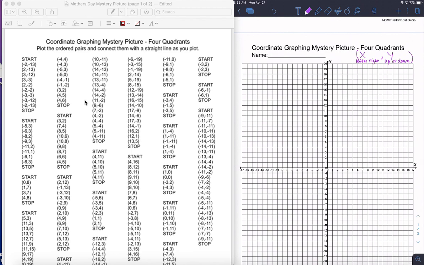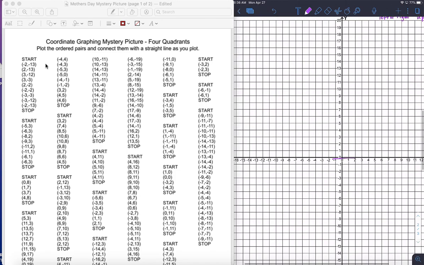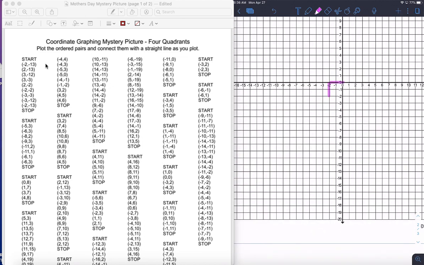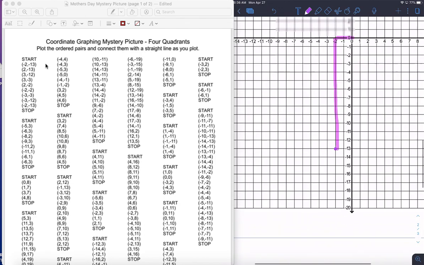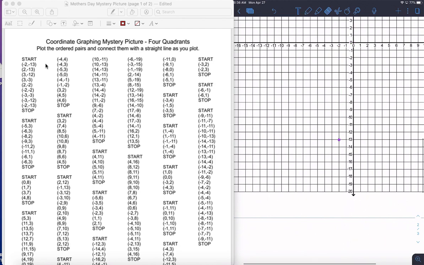The first number, and if we look over here, we see that it's -2, -13. So left or right. So I'm going to look this way first. So I'm going to go over to -2, and then it says -13. Negative is down, so I'm going down to -13, and I am going to plot my point there. Now I'm going to erase that because I actually don't want that, but that's where my point should be. So there's the first one.